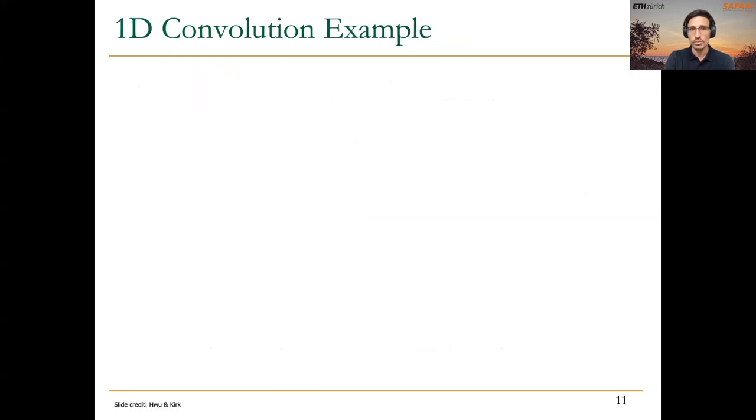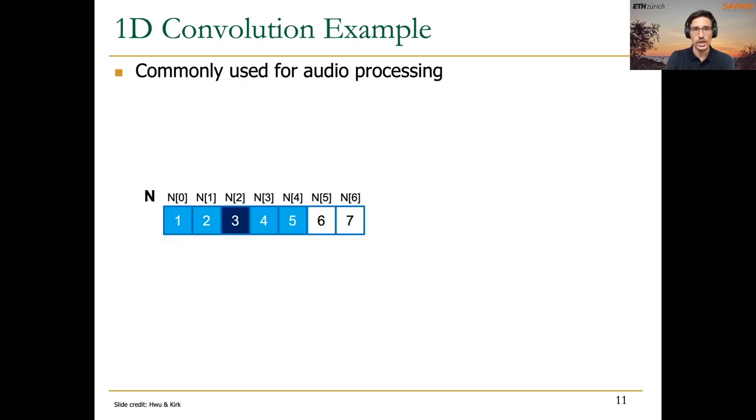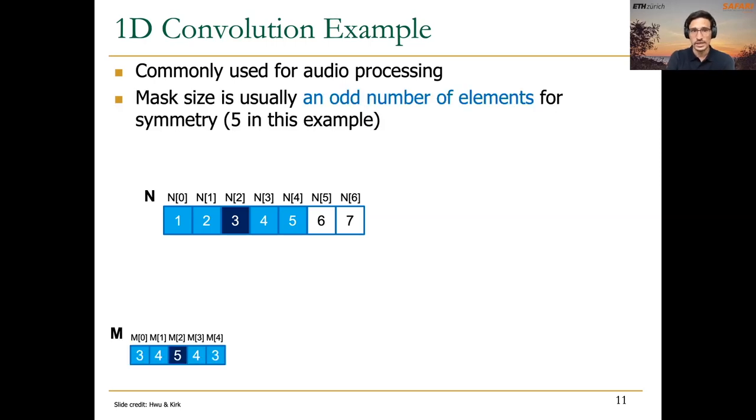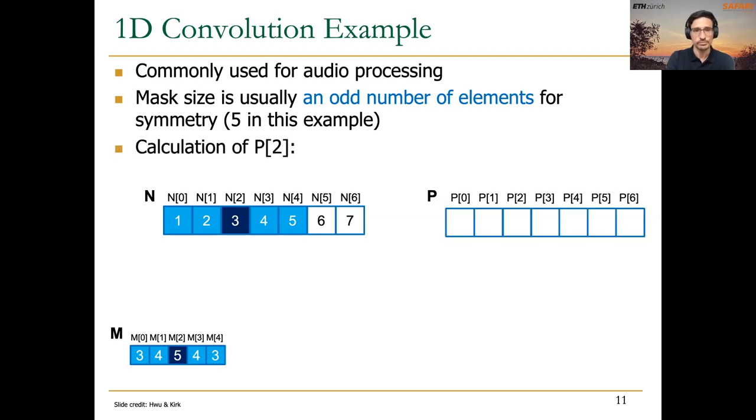We are going to start simple. We are going to start talking about a 1D convolution example. This is the type of convolution that would be used, for example, in audio processing, because audio is one-dimensional. Let's assume that we have an input array, in this case input N. It might be an audio signal, and we have our mask M. In this case, the mask is of size 5. Usually, the mask size is going to be an odd number of elements for symmetry, as you'll see.